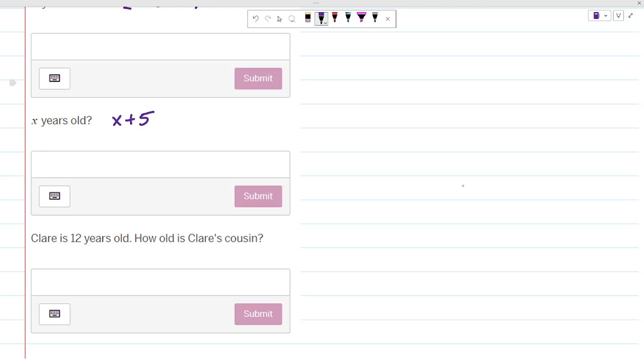So now let's look at the next problem. Claire is 12 years old. How old is Claire's cousin? So now we have 2 ways to think about Claire's age. We know that Claire is 12. And then what's another expression we have for Claire's age? It's the expression we just wrote in the previous problem, X plus 5.